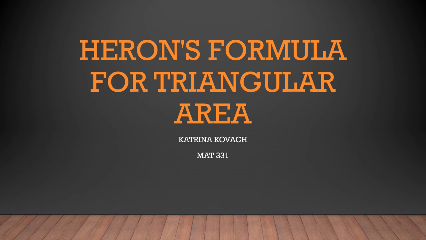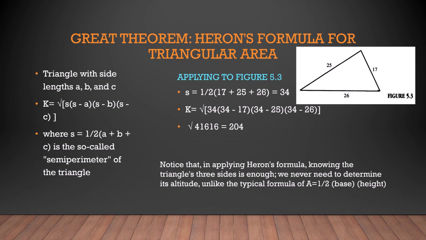Heron's formula for a triangular area. The theorem states that for a triangle with side lengths A, B, and C, the triangular area, represented by K, is equal to the square root of the quantity S times (S minus A) times (S minus B) times (S minus C), where S is equal to 1/2 times the quantity A plus B plus C, which is the so-called semi-perimeter of the triangle.